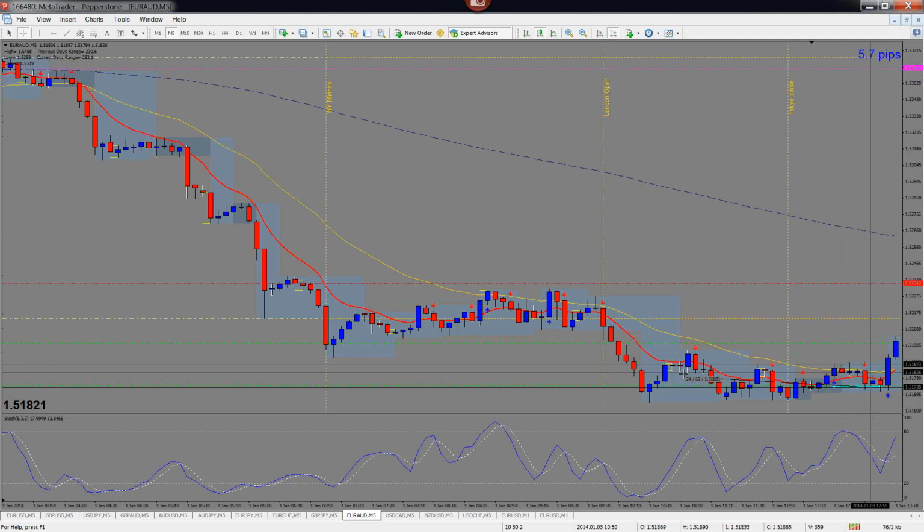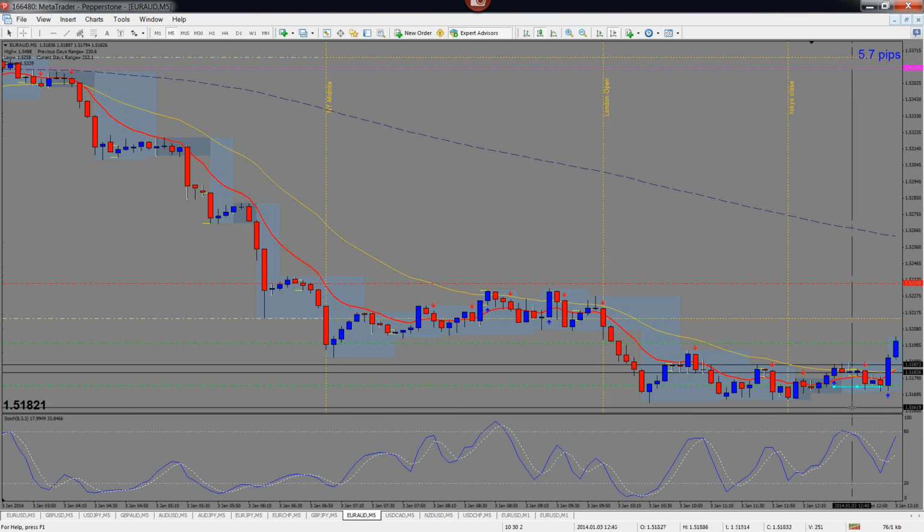So there, if they're really tight and they're going sideways, sit on your hands. Sit on your hands. So we would have taken a 11, 12 pip stop. So we're minus 12 on that one.